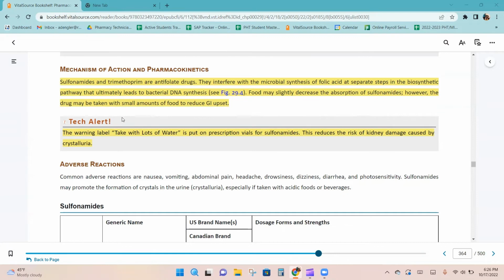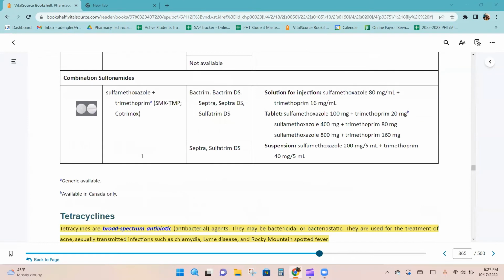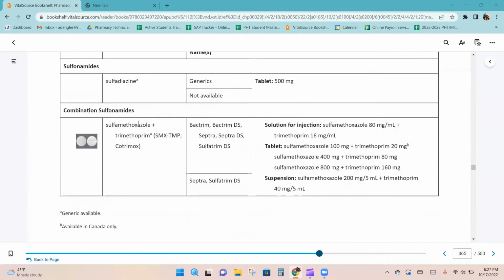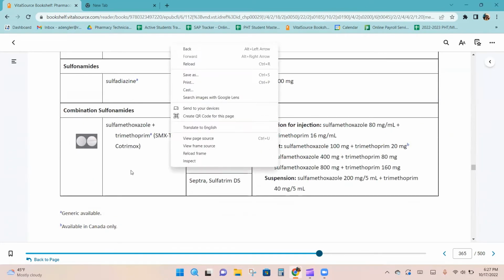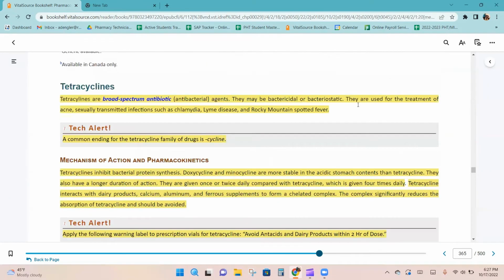However, the drug may be taken with small amounts of food to reduce GI upset. The warning label, "take with lots of water," is put on prescription vials for sulfonamides. This reduces the risk of kidney damage caused by crystalluria. We have our chart with sulfonamides, sulfadiazine, and then combination sulfonamides like sulfamethoxazole and trimethoprim. And see all the different dosage strengths and forms.